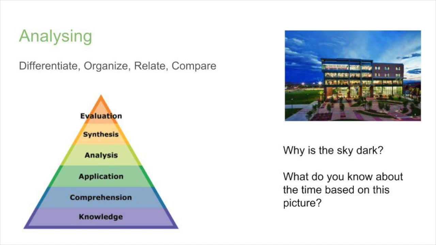Bloom's fourth tier is called analysis, which represents the breakdown of a communication into its constituent elements or parts, such that the relative hierarchy of ideas is made clear and/or the relations between ideas expressed are made explicit. Two example questions would be, why is the sky darker on one side, and what do you know about the time based on this picture?